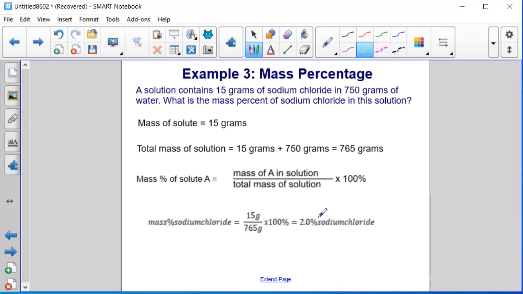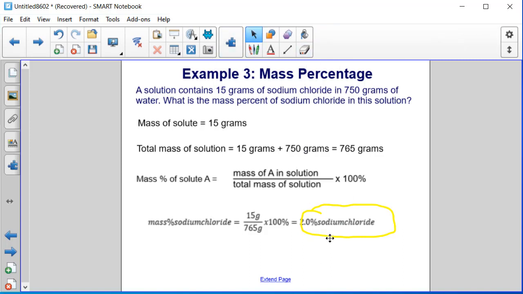We can see here this confirmed 2% sodium chloride, just as our work showed.